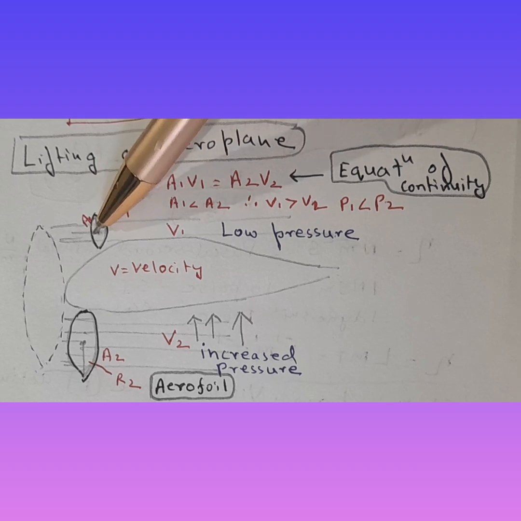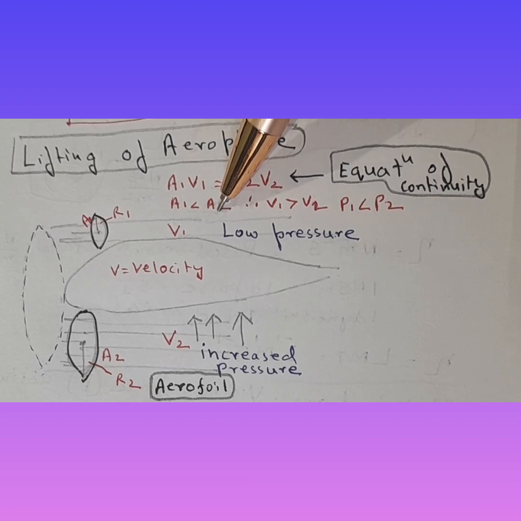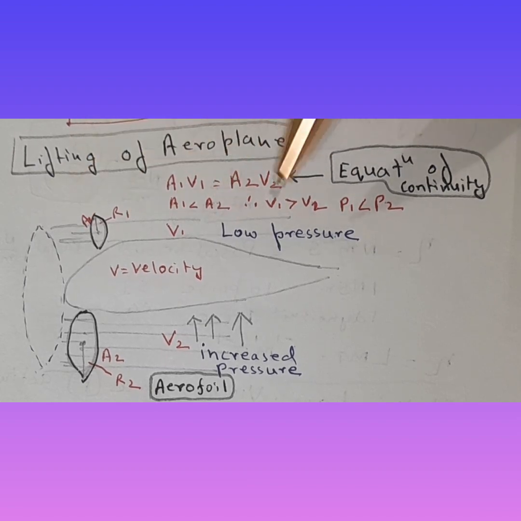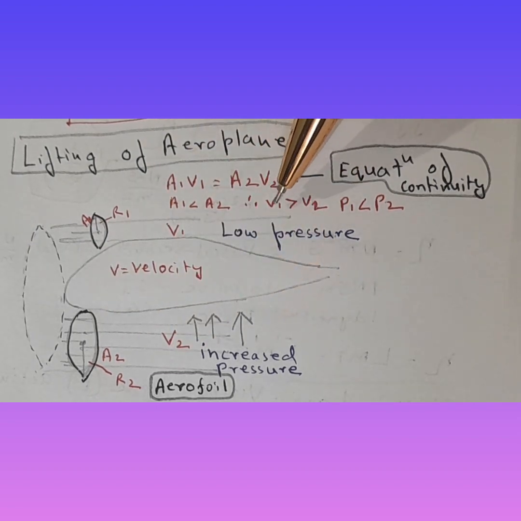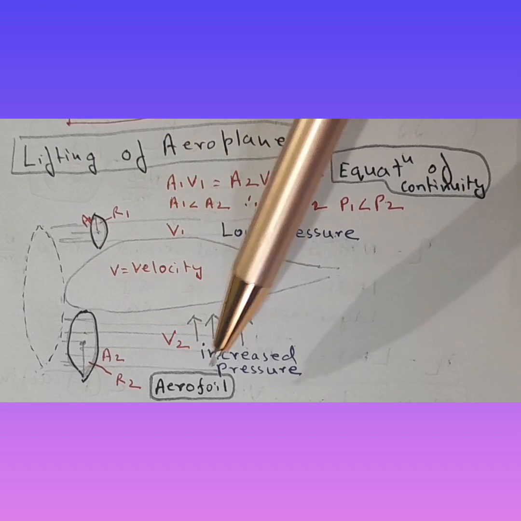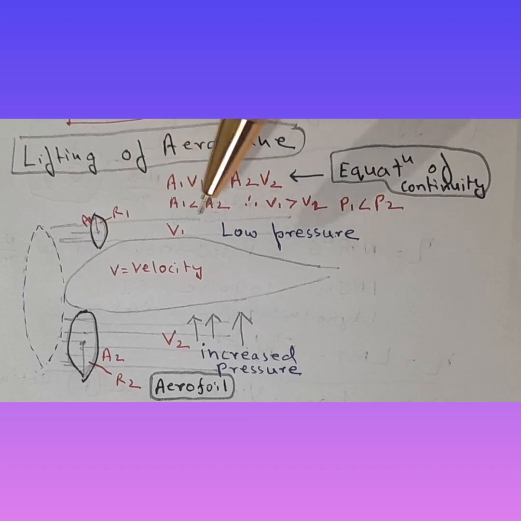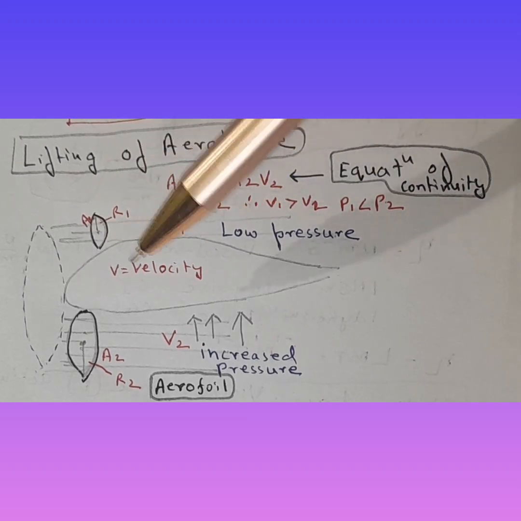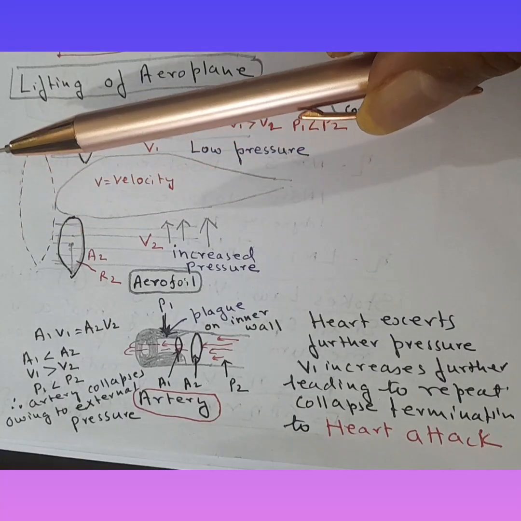If I call this area 1 and this area 2, area 1 is lesser than area 2. That's why velocity 1 is greater than velocity 2, and since velocity 1 is greater, pressure 1, that is pressure over here, is much lower than pressure 2. Assume pressure 2 is atmospheric pressure, whereas here the pressure gets very low. Since the pressure gets very low, it becomes very easy for the aerofoil to move up.